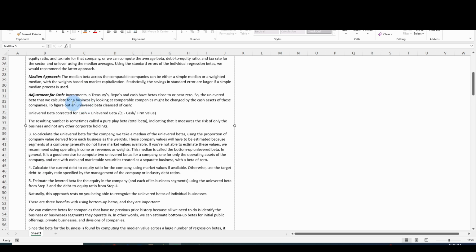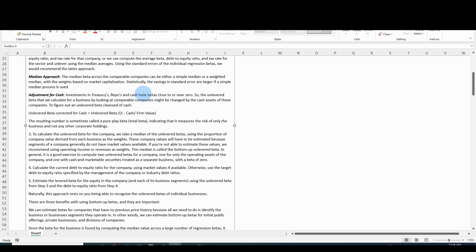Adjustments for cash. Investments in treasuries, repos, and cash have betas close to or near zero. So the unlevered beta that we calculate for a business by looking at comparable companies might be changed by the cash assets of these companies. To figure out an unlevered beta, cleanse the cash, look at Microsoft, look at Apple.